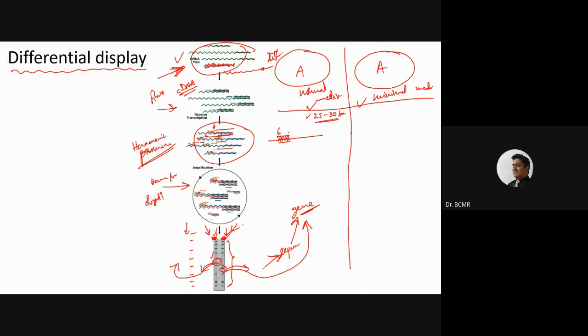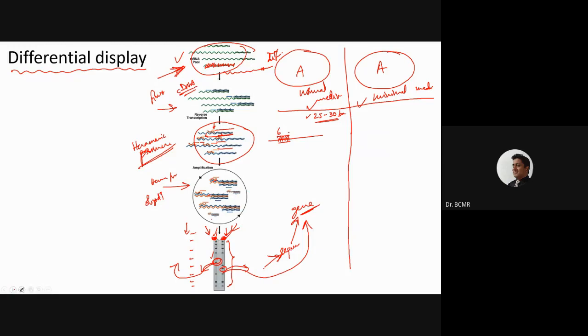Yes, that is differential display. It depends on the starting material. The objective is to find out the transcriptional differences, qualitative transcriptional differences, between two cell types, or one cell type grown in different conditions, time points, or developmental stages. It could be any of those. That's the objective of differential display.